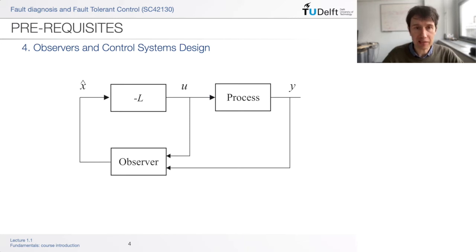One of the main activities we are going to carry out later in the course is to design schemes like this one: a feedback control system with an observer and a state feedback controller. And possibly we are also going to add another kind of observer for detecting faults. But this is something that you need to be able to master.